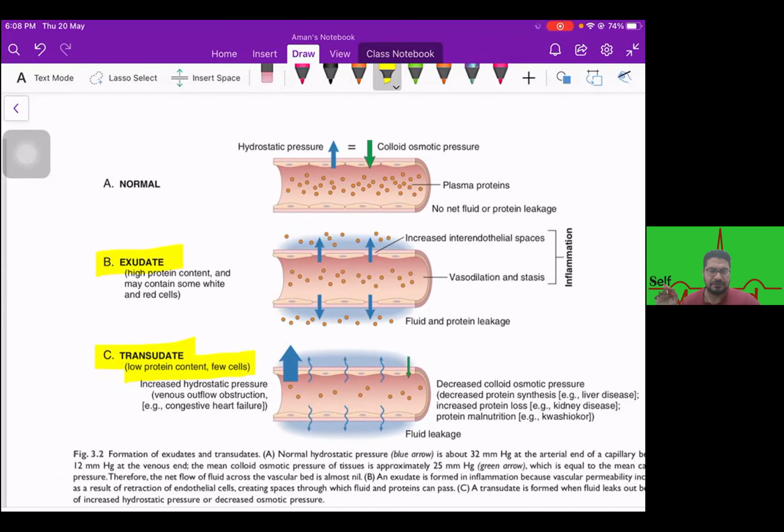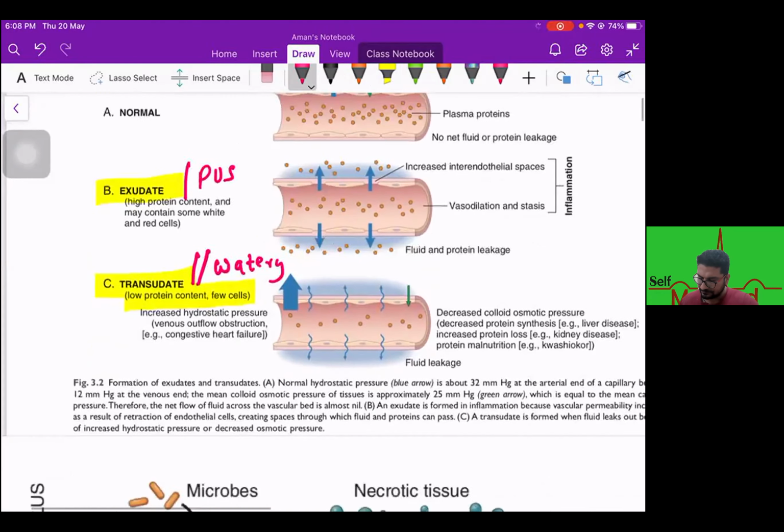It looks like water. Exudate means it will have high protein and a high number of cells. So remember, exudate is like your pus. Transudate is like a watery secretion. So this is the difference between transudate and exudate. Remember, more protein, more cells, and even more specific gravity you will see in exudate.